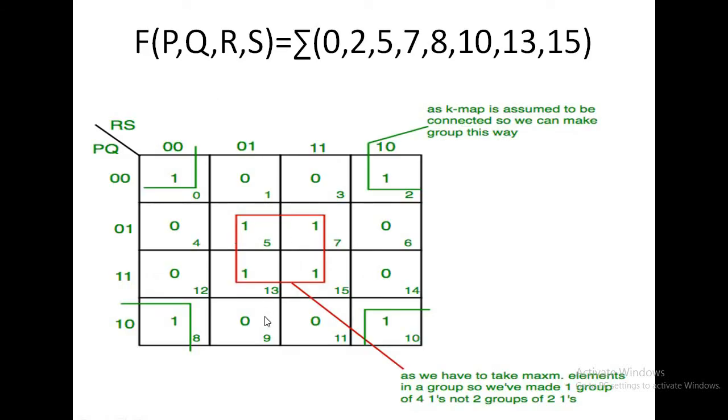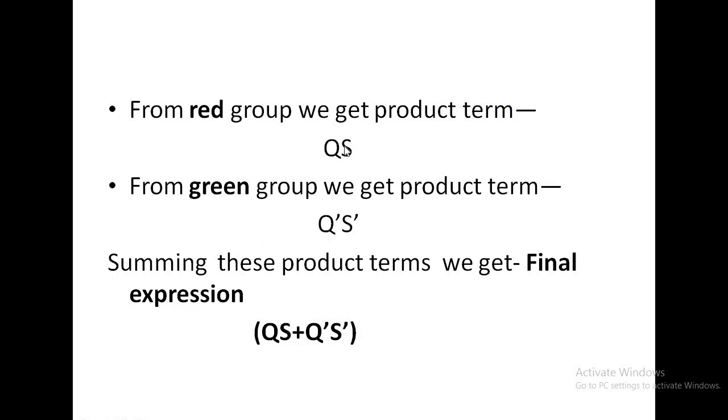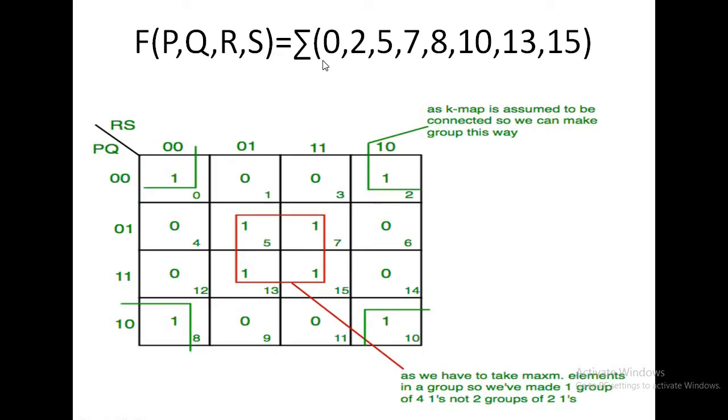Again I am telling, from these 4 corner ones, which form one group, which one is common? Here 0 is present, here also 0 is present, so Q prime. Here also 0 is present, so S prime. From these 4 ones, 1 is common, so Q. And from these 2 columns, 1 is common, so S. So if I combine these 2 terms, the result is QS plus Q prime S prime. So this is the solution of this Karnaugh map. Okay, thank you.